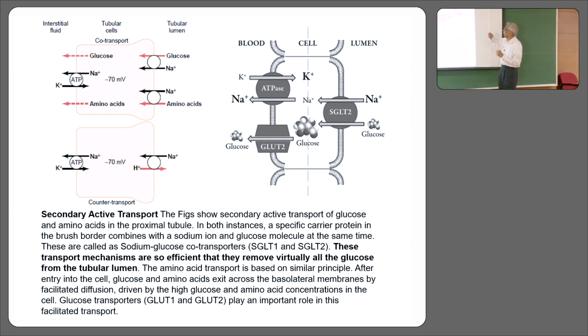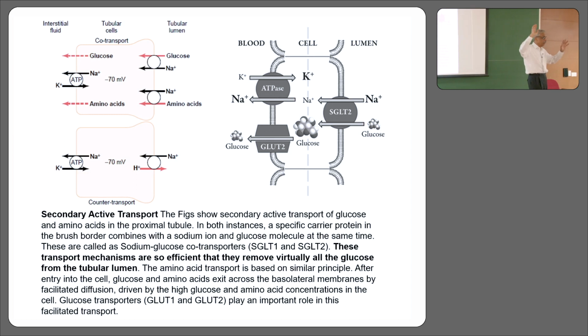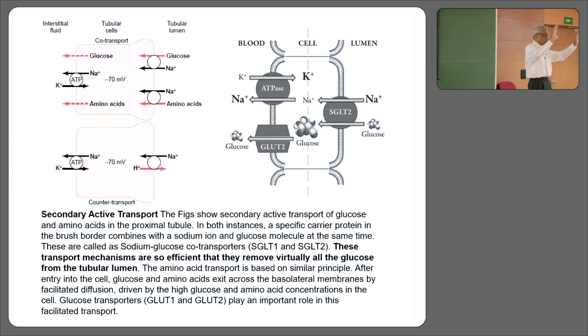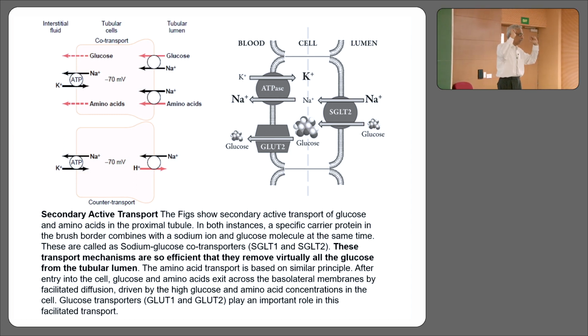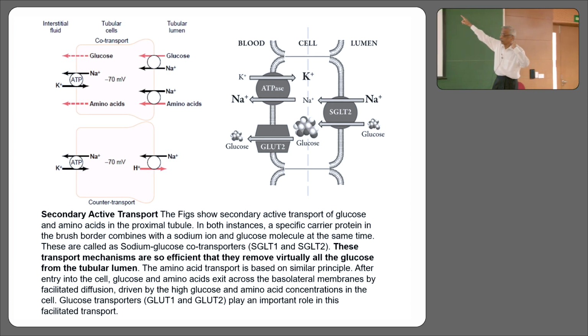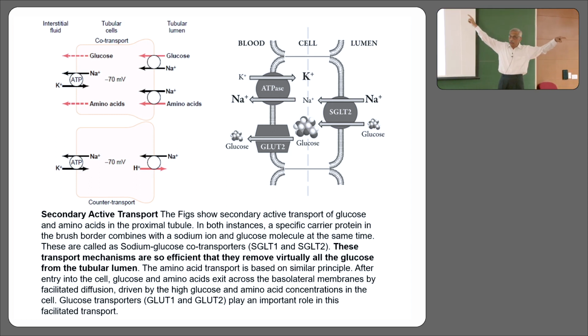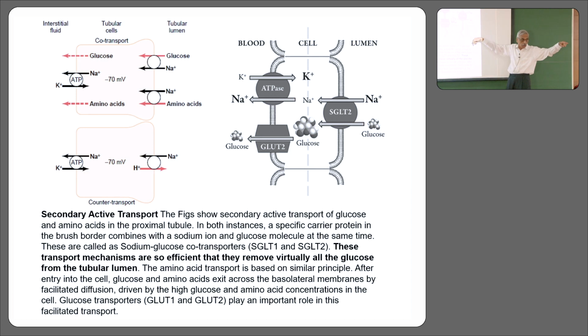Look at this image. Whenever we look at an image, the first thing is to get our bearing. I should know what is north, south, east, west. In this particular case, what do I look for? Where is the lumen? So this is the lumen. I know that the urine is flowing this way.